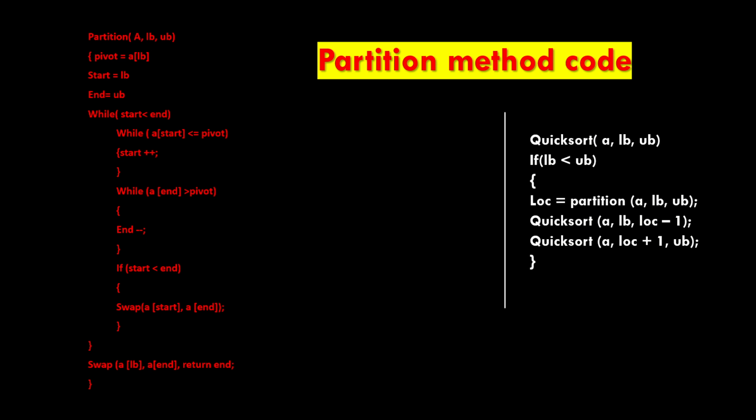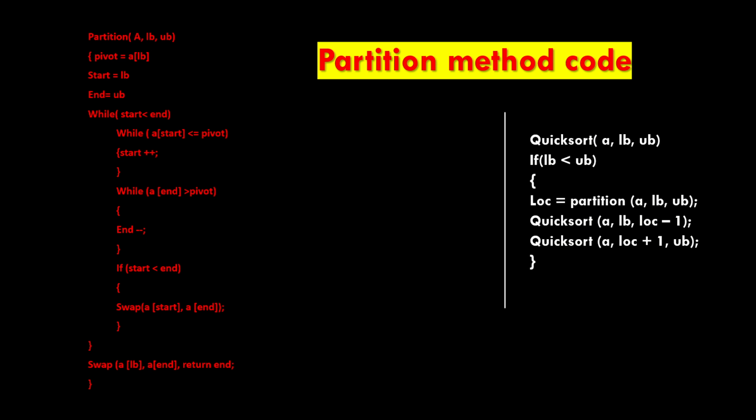So ang condition po natin is while start is lesser than the end, then while A of start is lesser than or equal to pivot, then start plus plus. Then next is while A of end is greater than the pivot, then end minus minus. Then if start is lesser than the end, swap A of start and A of end. And next is swap A of lower bound and A of end, then return end.